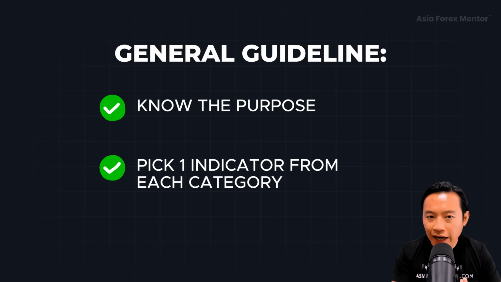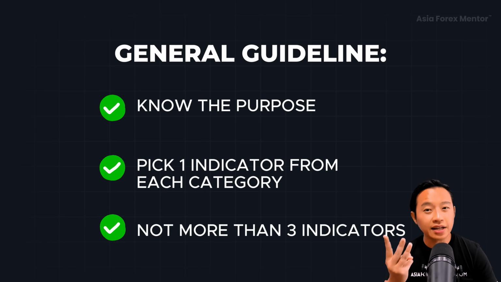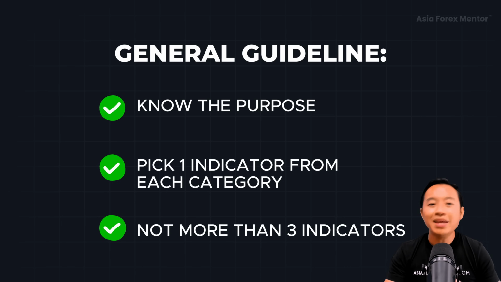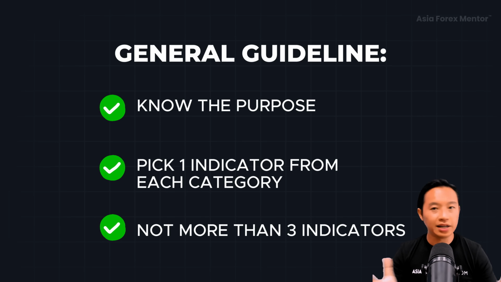Then, try to avoid having more than 3 indicators on your chart. In reality, you really don't need more than 3. You typically use 1, for example, occasionally 2, or sometimes even none at all, depending on the situation. If you are a price action trader, 1 or 2 indicators would be enough to complement your price action trading analysis.